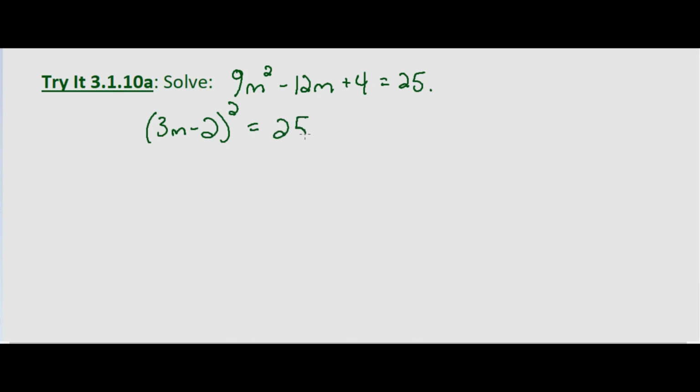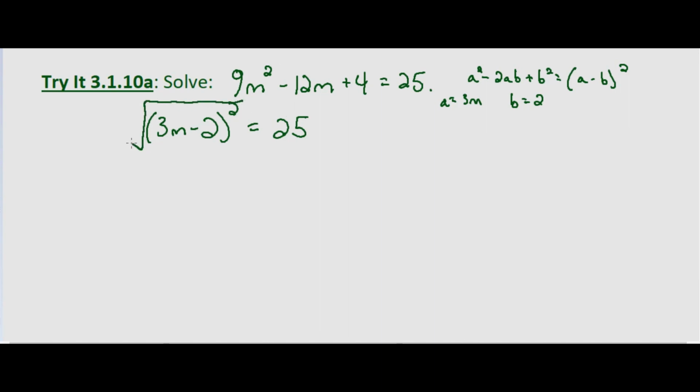The key is we need to recognize it as a perfect square trinomial. And remember, that's when a squared minus 2ab plus b squared equals (a minus b) squared. And in this case, the a is going to be 3m, and the b is going to be 2, where we get (3m minus 2) squared equals 25.